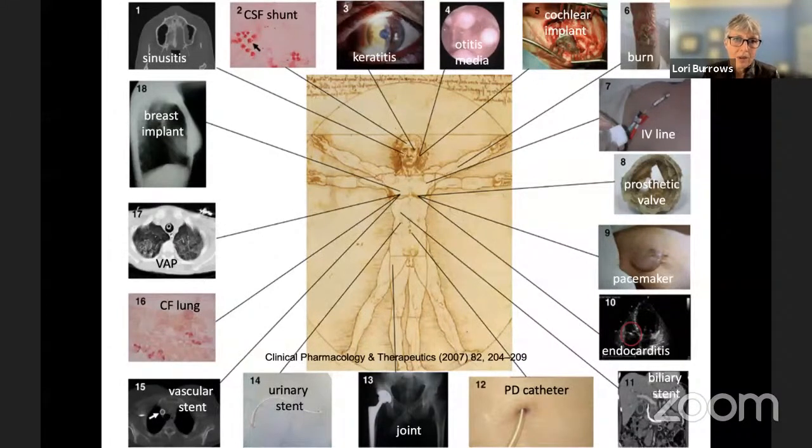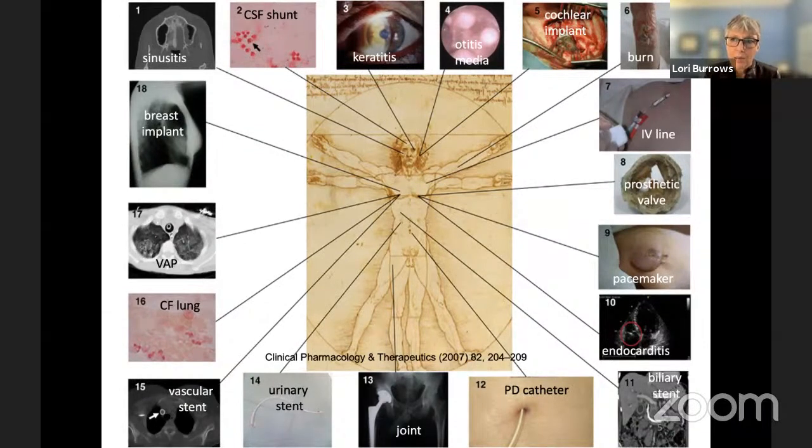So we have examples everywhere from sinusitis, which is the sinuses in your head. This is a very, very common biofilm infection. Ventilator-associated pneumonia: we've seen this during COVID, right? Because a lot of people are getting ventilated because they've had COVID and now they're getting secondary bacterial infections. So pretty much any medical device that you can think of can be contaminated by bacteria.